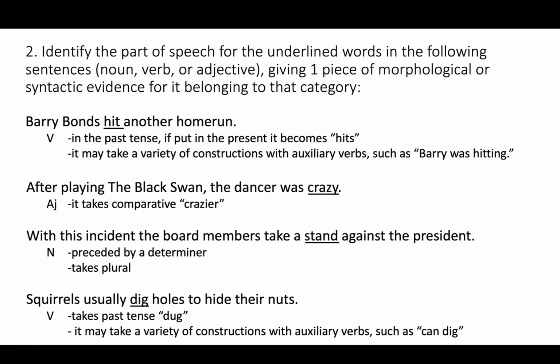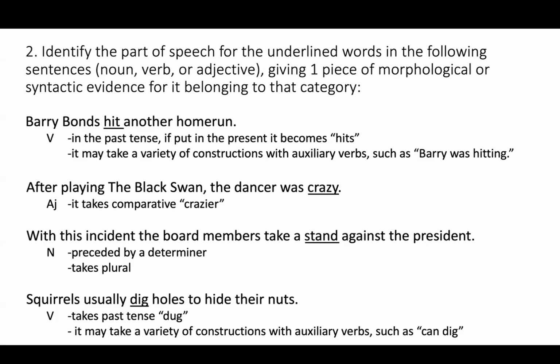So that's one justification. We also argued that it could be used with a variety of verbal constructions, using auxiliary verbs, such as Barry was hitting another home run, or Barry has hit another home run. The same thing for sentence number 2, in which we had to determine what part of speech crazy is. And we determined it was an adjective, and the evidence that we gave for that is that it takes comparative forms. From crazy, it becomes crazier or craziest. And remember that only adjectives take comparative -er or superlative. Only an adjective does that. So that's one piece of morphological evidence, basically.